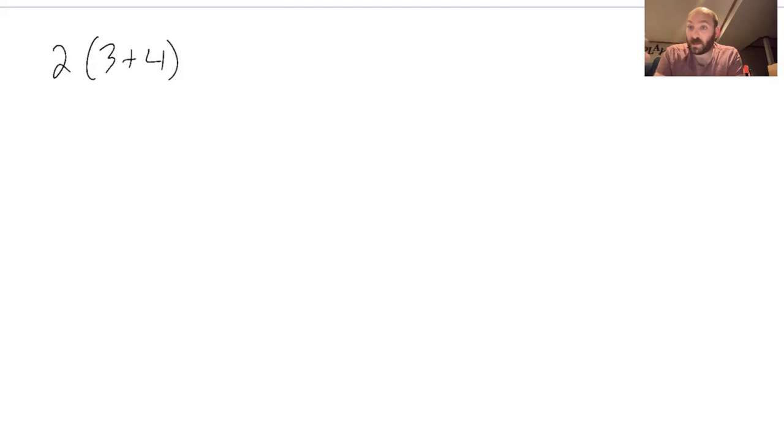Okay. So for distributive property, I like to demonstrate it like this. Let's say I'm taking 2 times 3 plus 4. Normally order of operations says 3 plus 4 is 7. So this is going to turn into 2 times 7. Then 2 times 7 is 14.